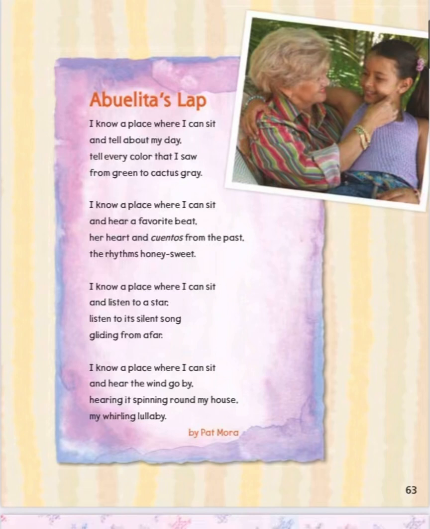Abuelita's Lap. I know a place where I can sit and tell about my day. Tell every color that I saw, from green to cactus gray. I know a place where I can sit and hear a favorite beat. Her heart and cuentos from the past. The rhythms, honey sweet. I know a place where I can sit and listen to a star, listen to its silent song gliding from afar. I know a place where I can sit and hear the wind go by, hearing it spinning round my house, my whirling lullaby. By Pat Mora.